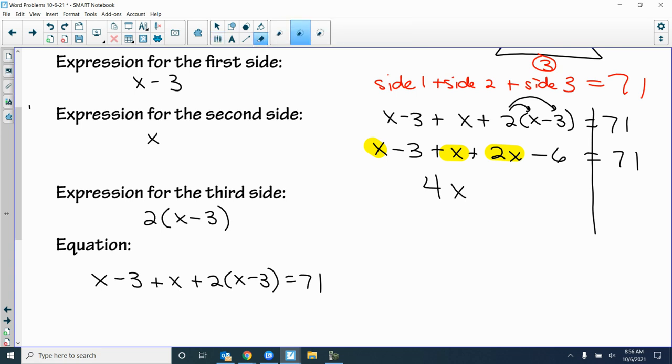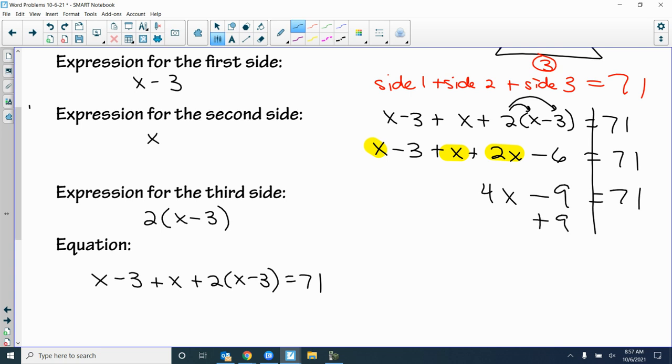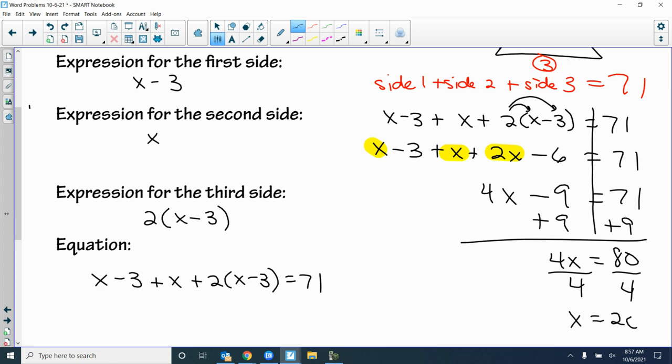And let me actually scoot this over a little bit. 4x minus 9 equals 71. Now, we're good because we know how to do it from here. Add 9. I get 4x equals 80. Divide by 4. I get x equals 20.